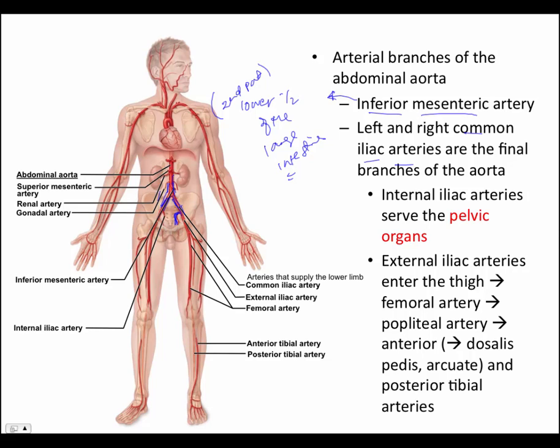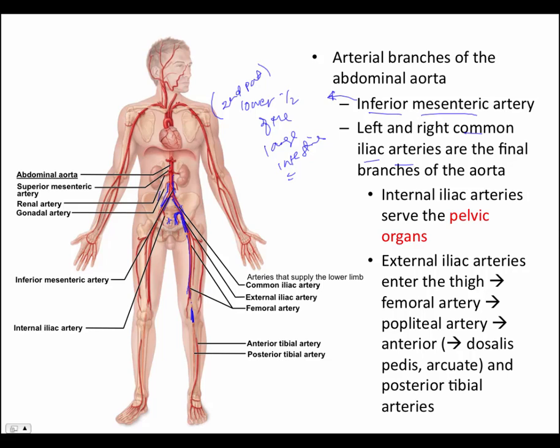From here, we're going to go into the external. So this is an internal, and this is an external. So external iliac artery, and we're going to enter our thigh. So this is going to be the femoral artery. From here, we're going to branch off. Here we have the popliteal, which is the one right behind the knee.